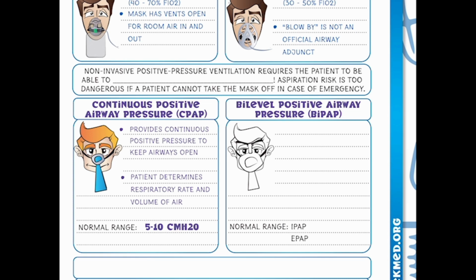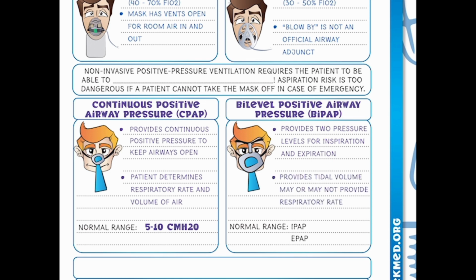And our bi-level positive airway pressure, or our BiPAP, provides 2 levels of air pressure for our inspiration and our expiration. So this is going to provide tidal volume, and it may or may not provide a respiratory rate. So when we talk about 2 pressure levels on our BiPAP, what this means is we're actually pushing in first our pressure in the inhalation, and we're going to push that pressure in. But when the patient is exhaling, there's a low pressure that's also going to be going in as well. And what that's doing is it's keeping that alveoli open.